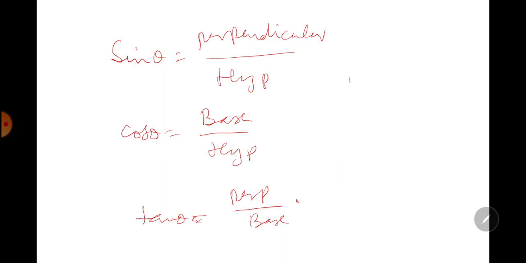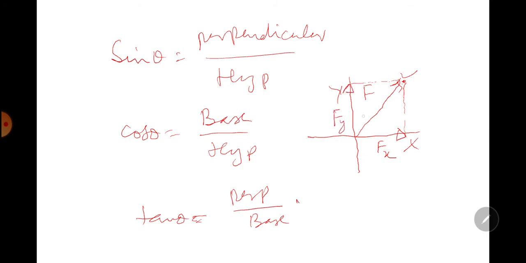Resolution of vectors: if we have x and y axis, and we have a force F in xy plane, then the splitting up of this vector into two mutually perpendicular components is called resolution of vectors. For example, draw perpendicular from this point on x axis. This will give you the horizontal component, which is acting along x axis. And draw perpendicular on y axis. This will give you the vertical component of force. As these components make an angle of 90 degrees with each other, so they are called perpendicular vectors.